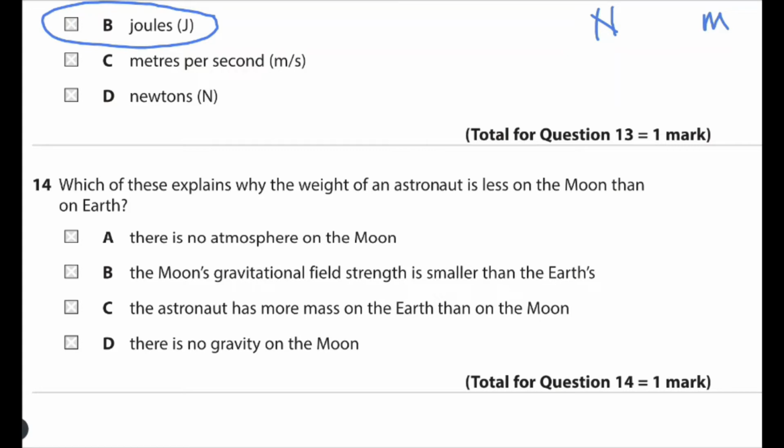There's no gravity on moon. No, that is wrong. There's gravity on moon. The problem is that moon has less mass, so that it can create a lesser amount of gravitational field strength. So the answer is B.